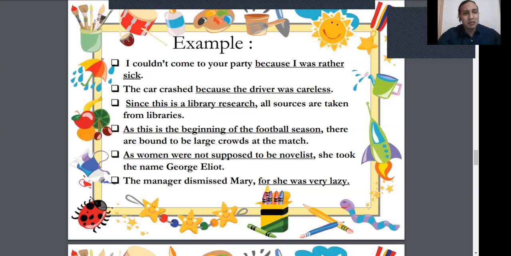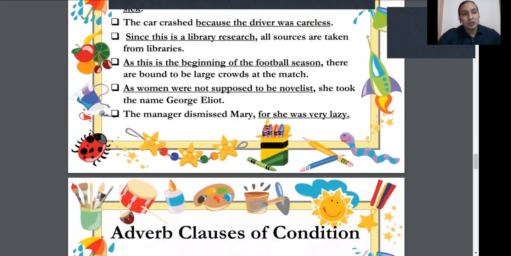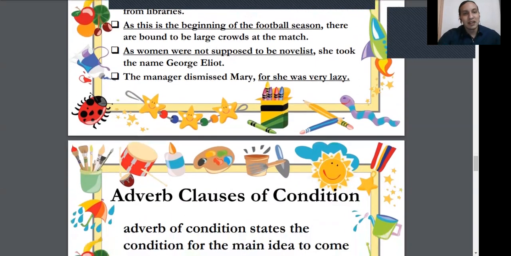So here are some nice examples. I couldn't come to your party because I was rather sick. So because it's the separator, it is the adverb, you don't need a comma. The car crashed because the driver was careless. Since this is library research, all sources are taken from libraries. As this is the beginning of the football season, there are bound to be large crowds at the match. Women were not supposed to be novelists. She took the name George Eliot. You can tell there was a little bit of a pause with a comma. The manager dismissed Mary, for she was very lazy.